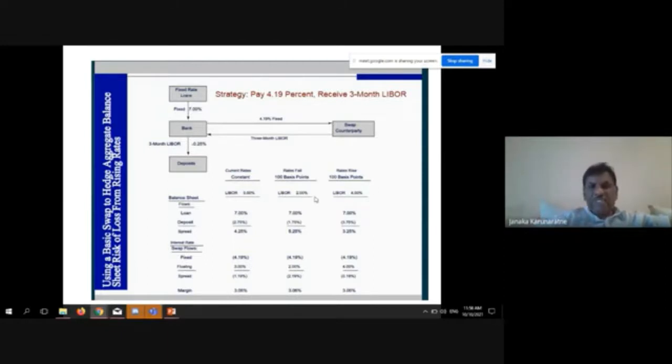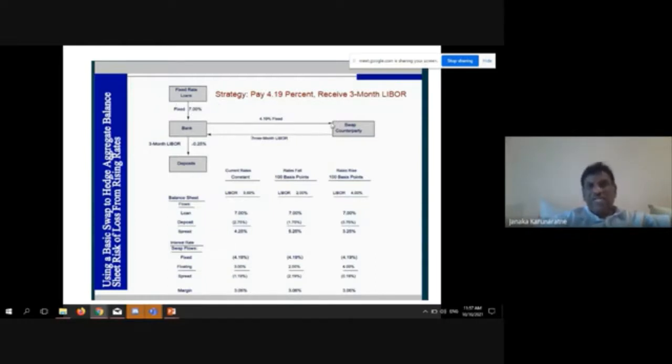Let's say LIBOR falls. LIBOR falls, we are benefited anyway, because your interest cost is 1.75 now, because of the 1% drop. So you will end up with a positive balance sheet cash flow impact of 5.25. And if rates rise, you end up with a negative 1% impact of 3.25. Now this is your balance sheet cash position, this part, your balance sheet.